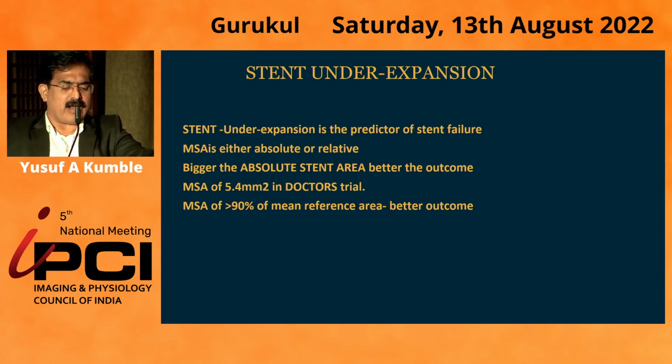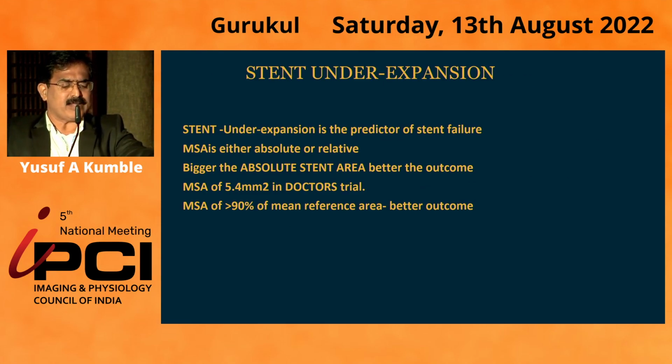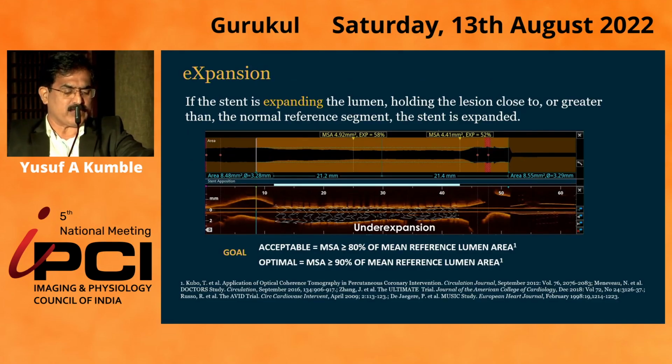Stent under-expansion is a very important predictor of stent failure. MSA is either absolute or relative. The bigger the absolute stent area, the better the outcome. An MSA of 5.4 mm square is used by doctors using IVUS. However, an MSA of more than 90% of mean reference area gave a better outcome in the ILUMIEN trial. So there are different ways of looking at this.